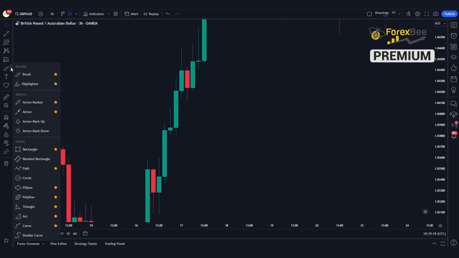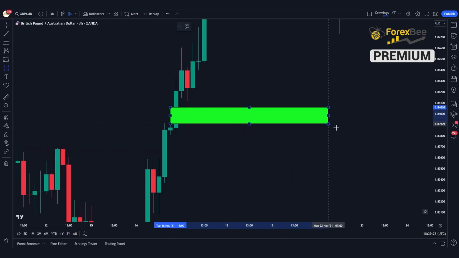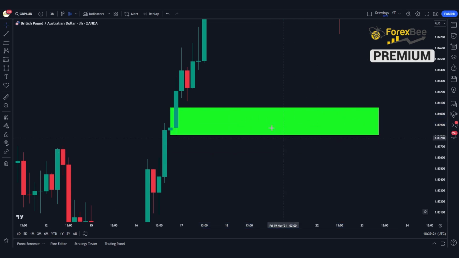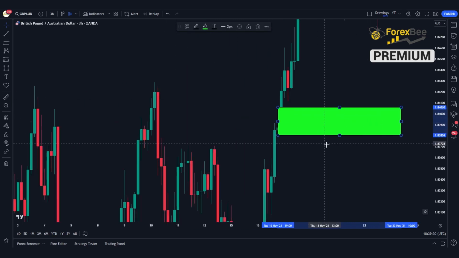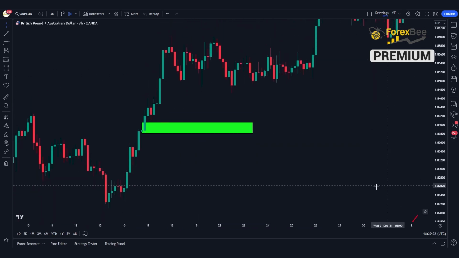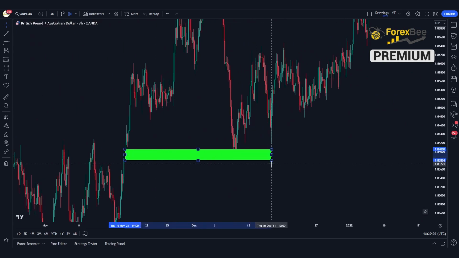So let me just go ahead and get the rectangle tool, and here we can draw our demand zone at the high and low of this base region. That will tell us that there is a lot of demand in this area here, and if we extend this demand zone, we can see that this demand zone did play out very well because we can see market coming back here to pick the demand from here, then again moving in the bullish direction.